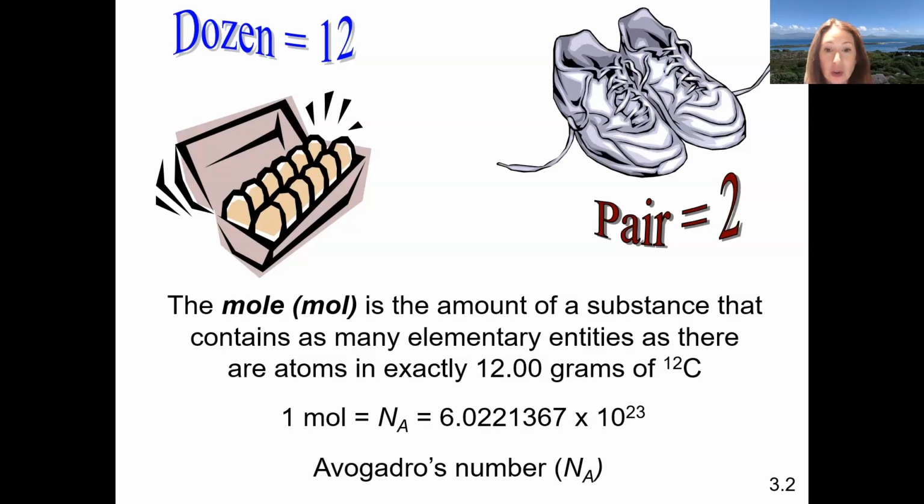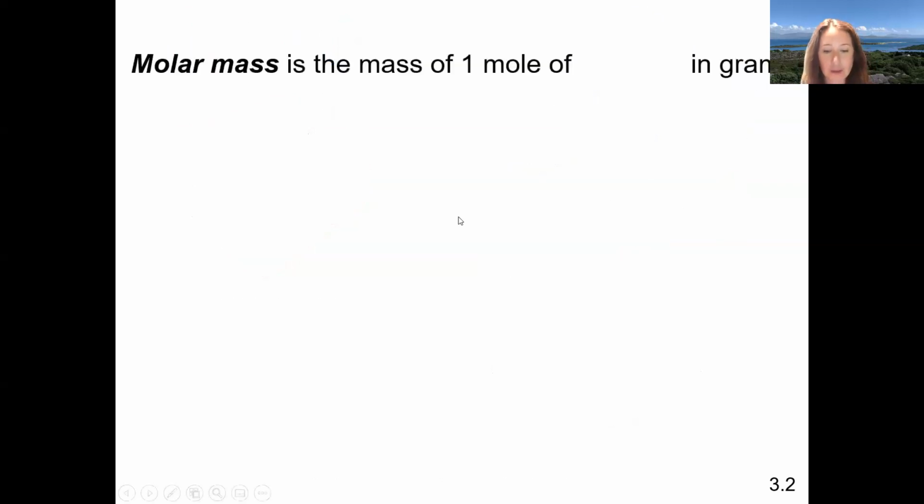So it's just like a new abbreviated definition. I say dozen, you think 12. I say pair, you think two. I say mole, you think 6.022 times 10 to the 23rd. And so that's what a mole represents.